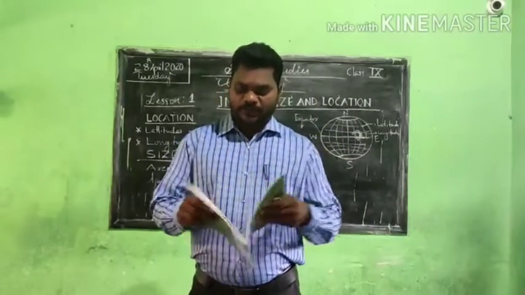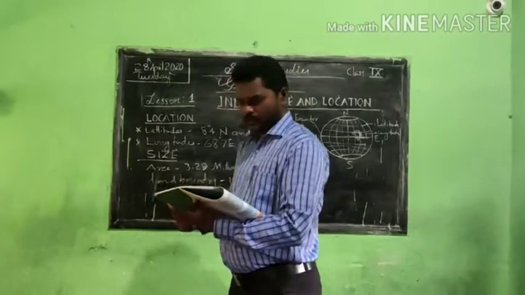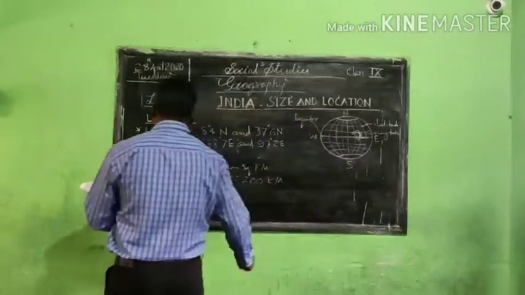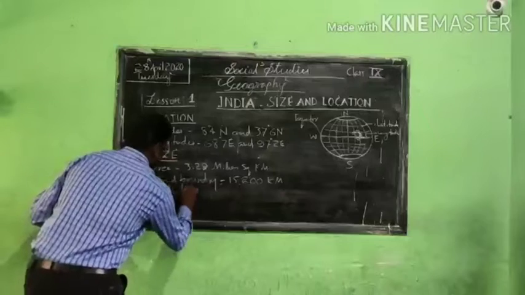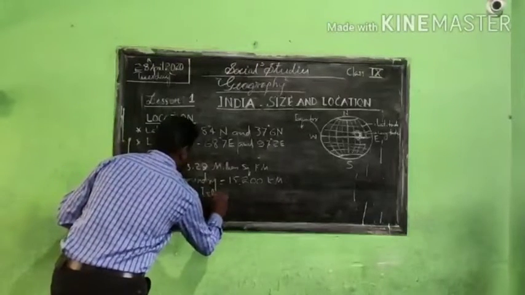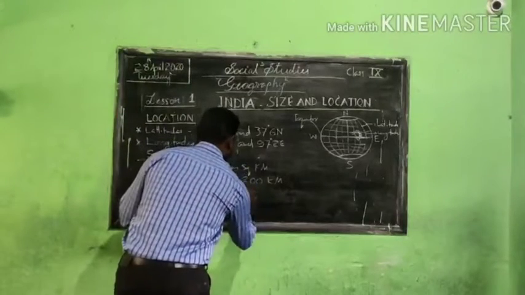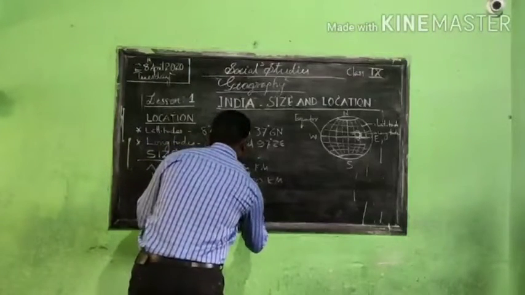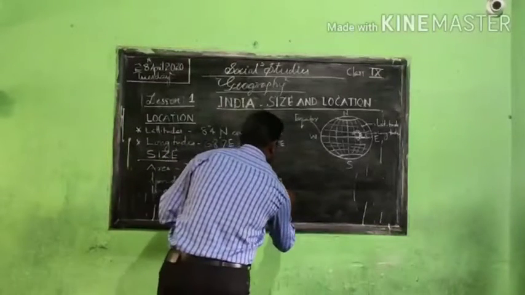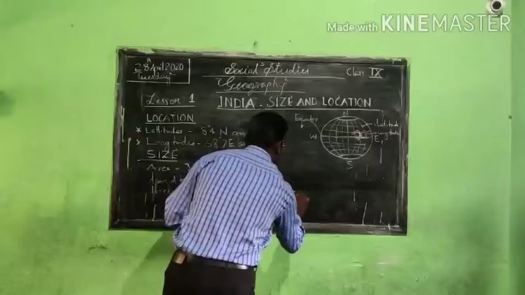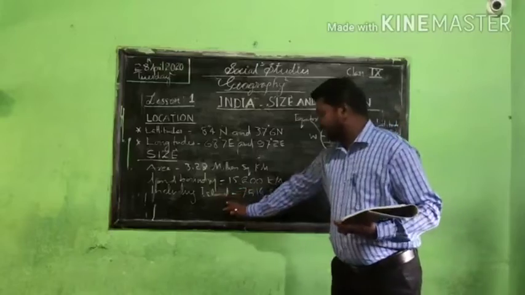is 7,516.6 kilometer. I will write on the board, you listen carefully. Including islands, the total is 7,516.6 kilometers. Okay, that's the boundary, especially for the islands.